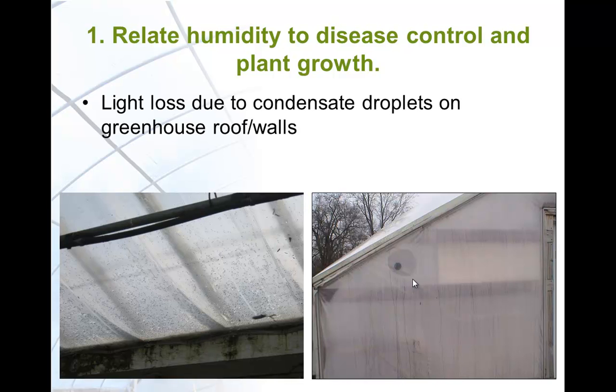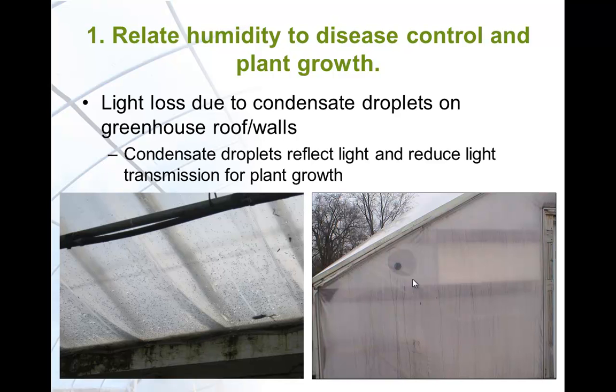Light loss due to condensate droplets on the greenhouse roofs is because condensate droplets reflect light and reduce light transmission for plant growth. At the bottom left picture here, we show droplets underneath the inside surface of glazing material. At the bottom right, we see the picture showing condensate formed in between 2 layers of double poly films.